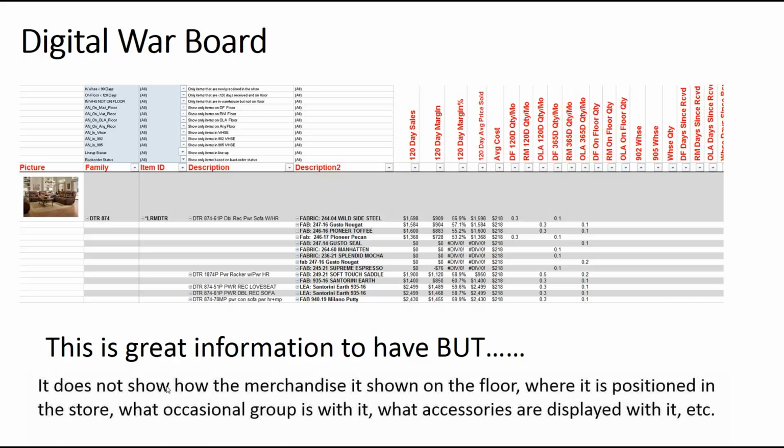But there are some limitations with this. It doesn't show you how the merchandise is shown on the floor, where it's positioned in the store, maybe what occasional group is displayed with it, as well as what accessories are displayed with it. So having the digital warboard is great information, but being able to put the war room information on the showroom floor would give you obviously additional information that you could use.